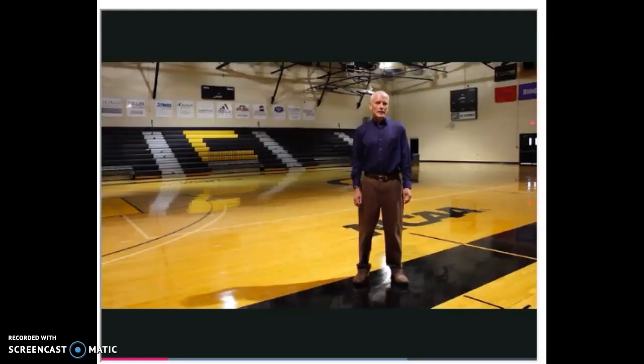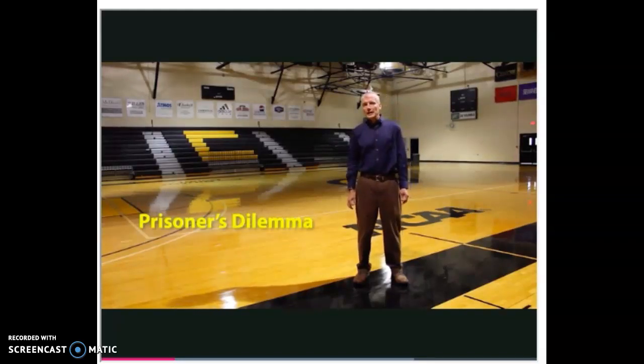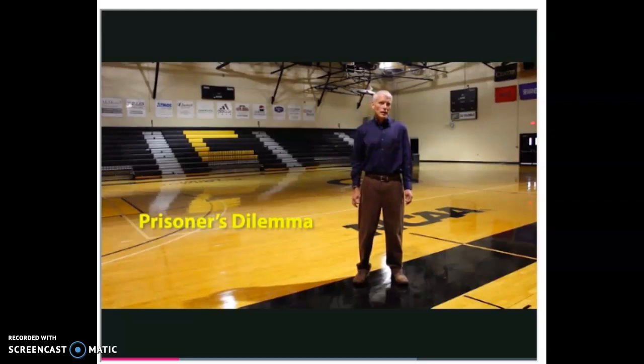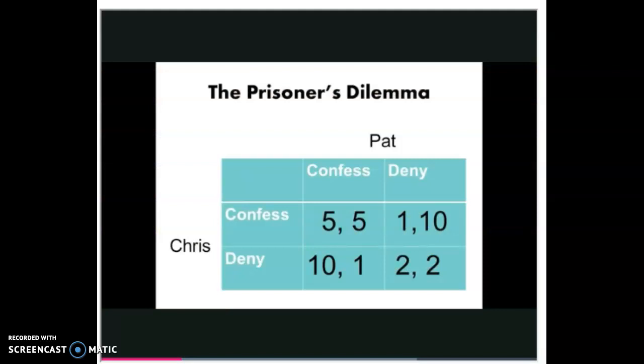A classic game in game theory is the prisoner's dilemma, in which two players, we'll call them Chris and Pat, are apprehended after a crime. They did commit the crime, but there's not a lot of evidence against them, so the police put them in separate rooms and interrogate them. They must each decide whether to confess to the crime or to deny involvement in the crime. In this game, the numbers in the payoff matrix represent the number of years the criminals will have to spend in prison, so a lower number is better than a higher number.